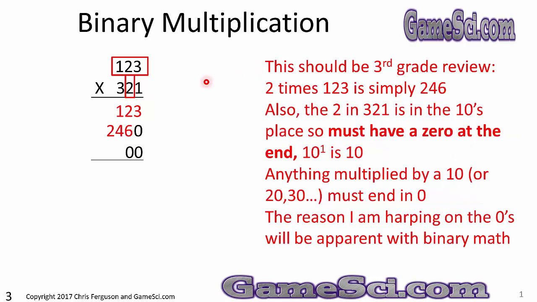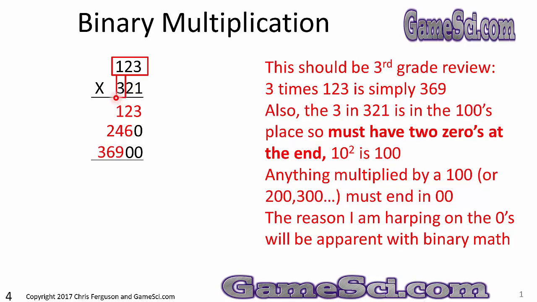Third grade review. 2, the middle digit, times 123 is simply 246. So I'll multiply 2 by 123 and I'll get an answer of 246. Also remember the 2 in 321 is in the tens place, so it must have a 0 at the end. 10 to the first is 10. That's why 2 is said to be in the tens place. Anything multiplied by 10 or 20 or 30 must end in a 0. The reason I'm harping on the zeros will be apparent when we get to binary math.